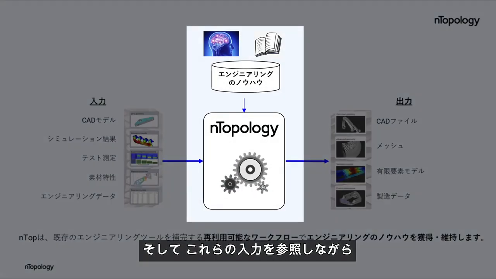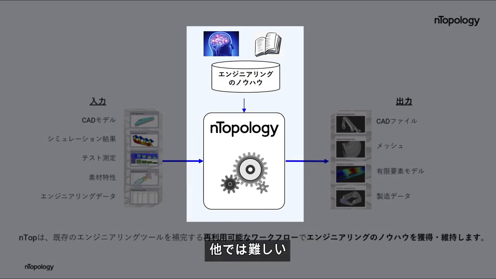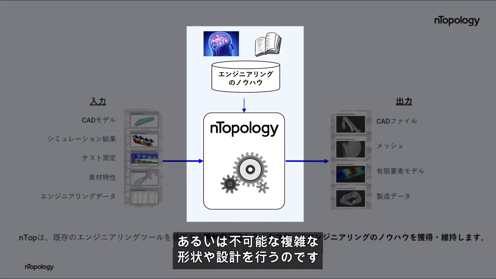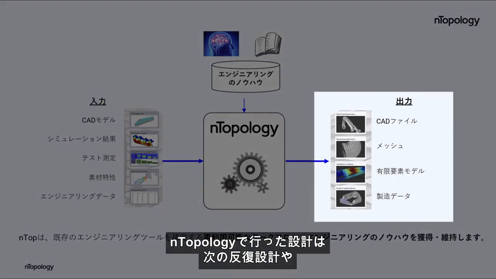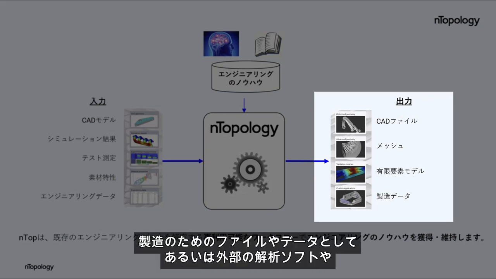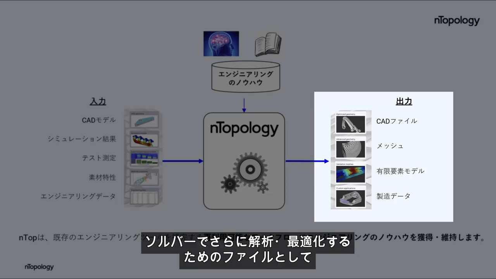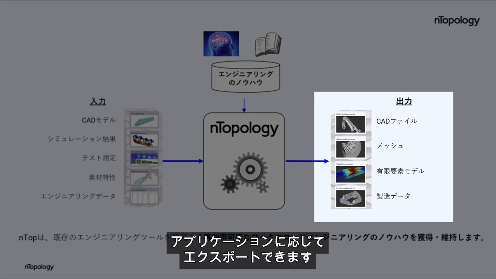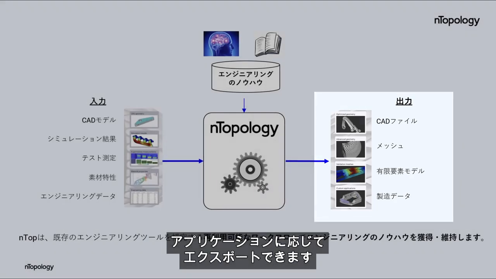We then use these inputs as references to create complex geometry and designs that are difficult or impossible to do elsewhere. We can export what we've done in nTopology into files or data for the next design iteration, for manufacturing, or as files to be further analyzed or optimized in external analysis software and solvers depending on your specific applications.